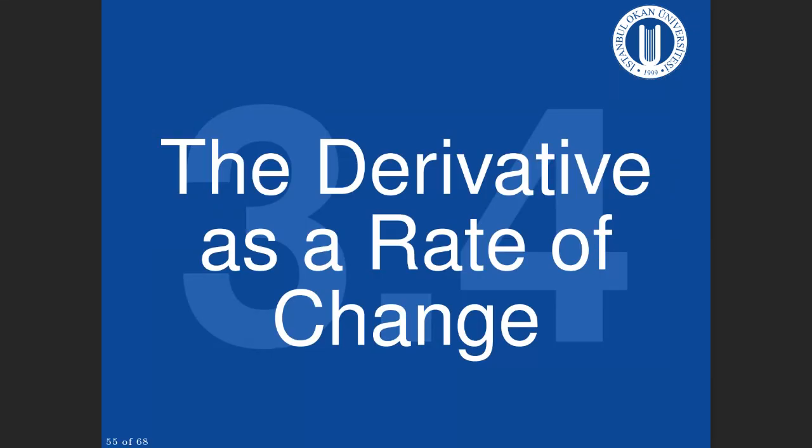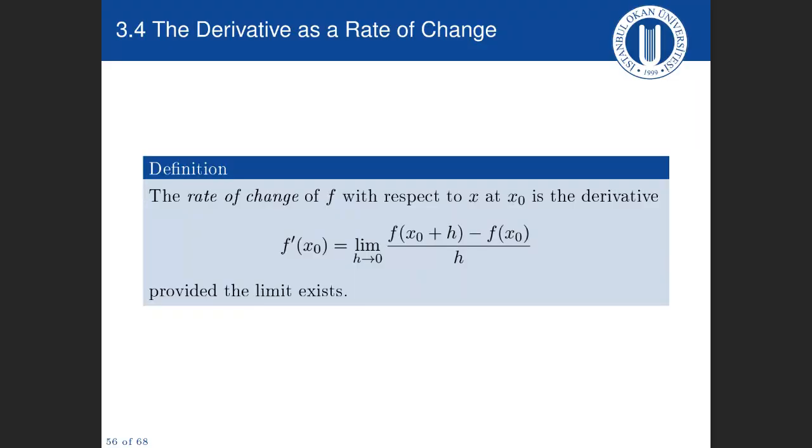Our final topic for today's lesson is about the derivative as a rate of change. The rate of change of f with respect to x at x0 is just the derivative f prime at x0, provided the limit exists. Rate of change is just another way of saying derivative.